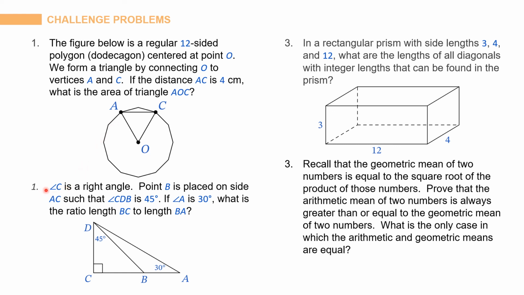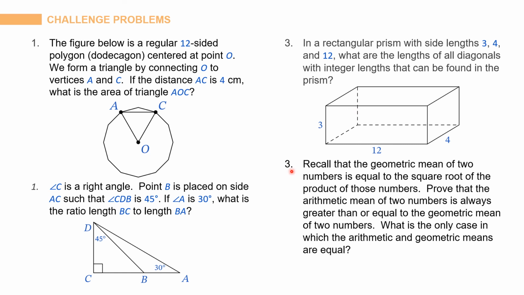Okay, again, I should check the numbering. This is problem 2. Angle C is a right angle. Point B is placed on side AC such that angle CDB is 45 degrees. If angle A is 30 degrees, what is the ratio of length BC to length BA? 3. In a rectangular prism with side lengths 3, 4, and 12, what are the lengths of all diagonals with integer lengths that can be found in the prism?